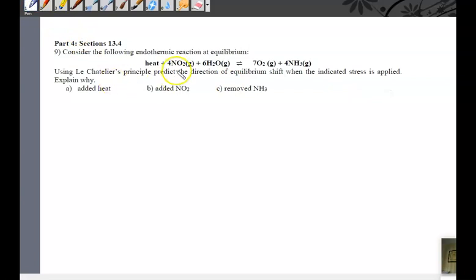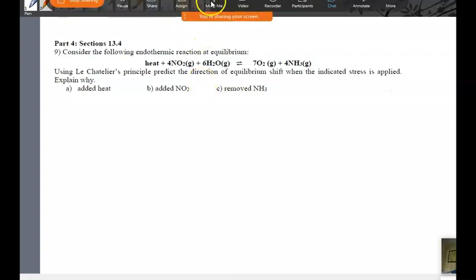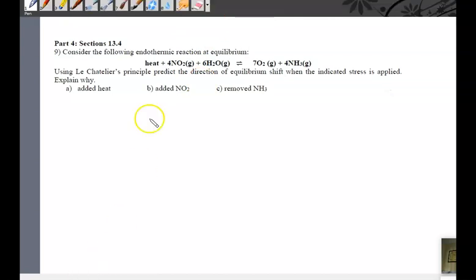So based on this equation, I have heat plus NO2 plus H2O gives you oxygen and ammonia. Tell me which way the equilibrium will shift based on what I do. So if I add heat, which way will it shift? Left, right, or have no change? If I add NO2 or if I remove ammonia. All right, so I'll give you guys a little time. Let me know when you guys are ready, and we'll do that one. I think you got it. I bet you guys have got it.